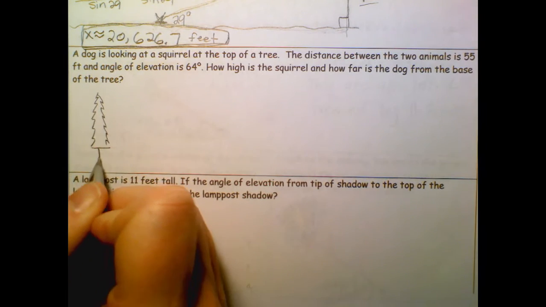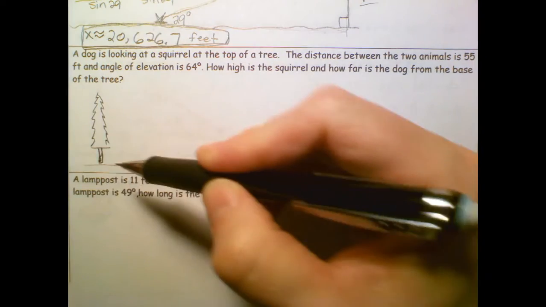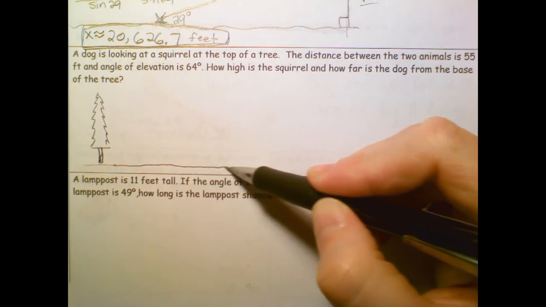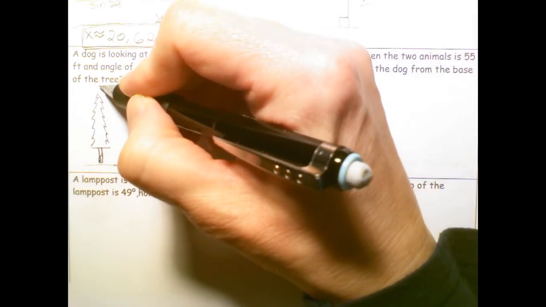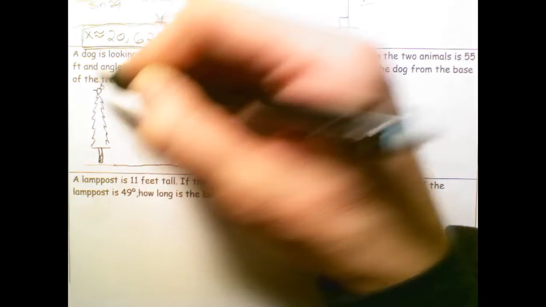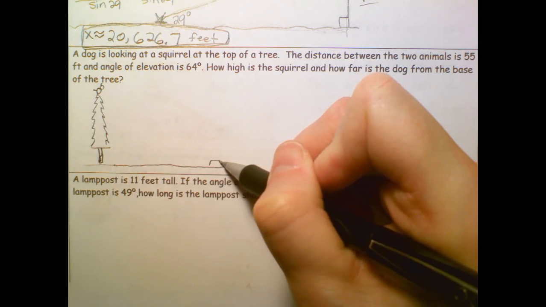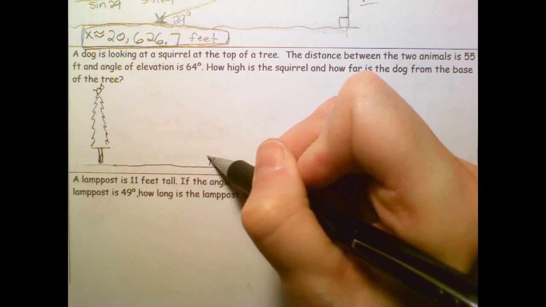All right, so here's the tree, and here's the ground. So we have a little squirrel up in the top of the tree. Let's see. Okay. And then on the ground, we have our little dog here.